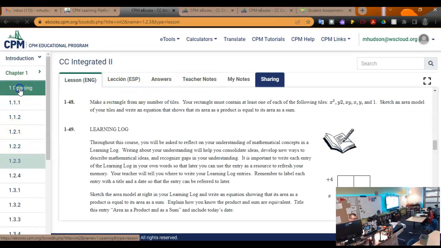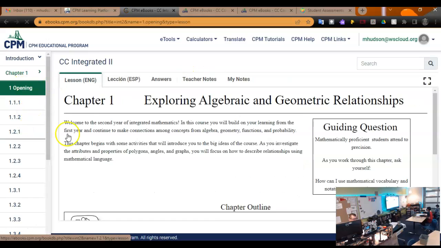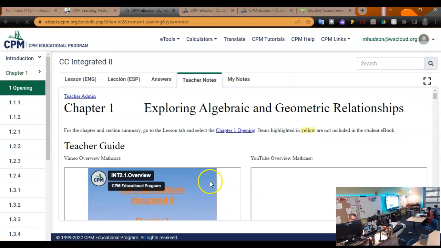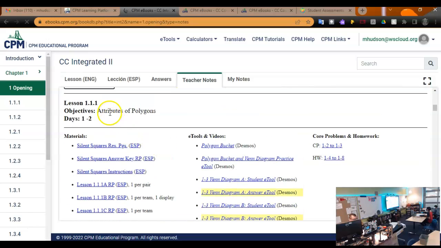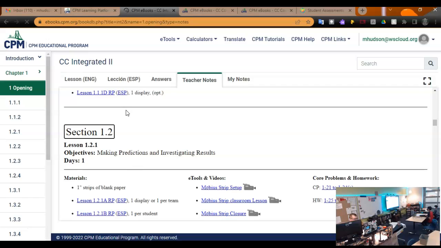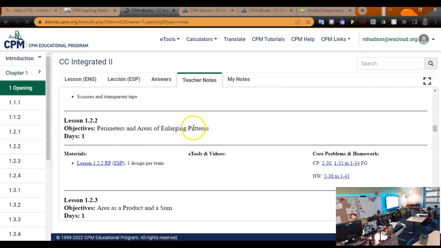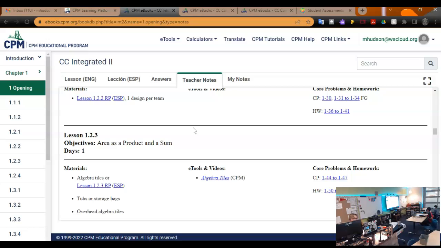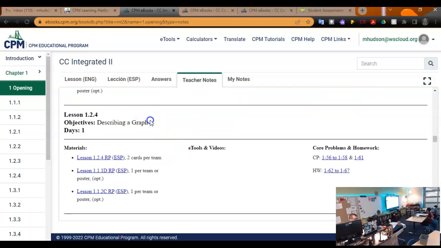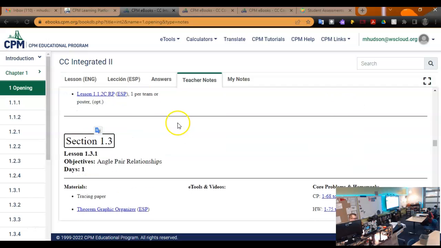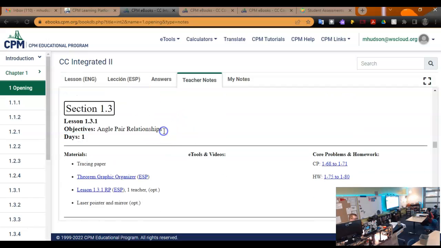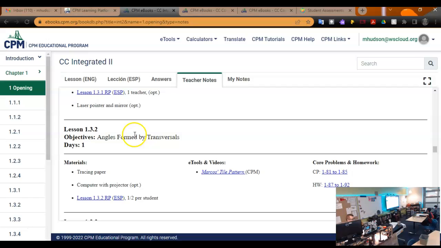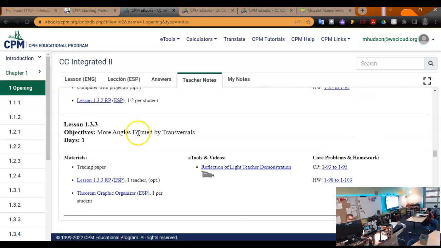So if we look at what this chapter really has in it: attributes of polygons, which we did, right? Predictions and investigating results, perimeters and areas of enlarging figures, like scale factor versus scale factor squared. This is what we just did today, right? Describing a graph, like is it increasing or decreasing, is it linear, non-linear, all that sort of stuff. Angle pair relationships, which it looked like you guys knocked out on Delta Math when I checked the grades last night, so good work. Angles formed by transversals, again, we did that in Delta Math. More of that.